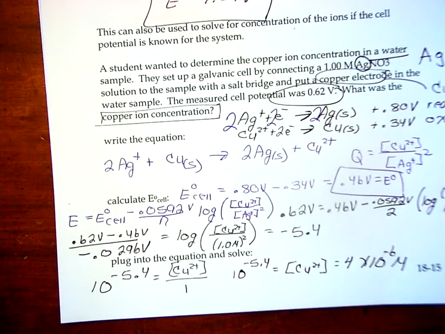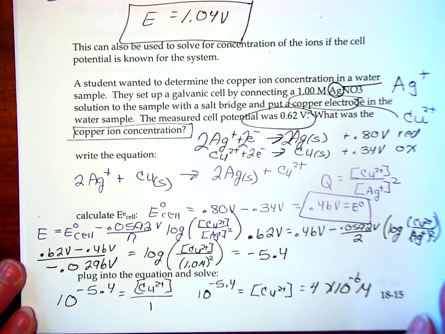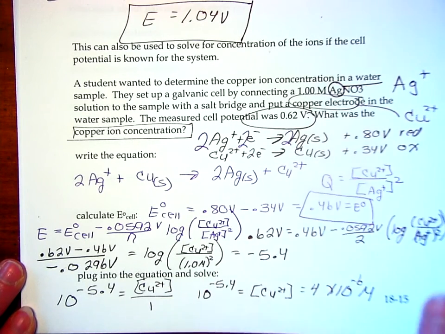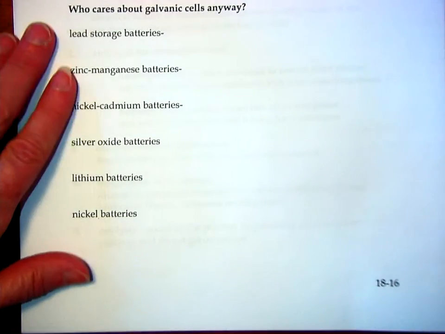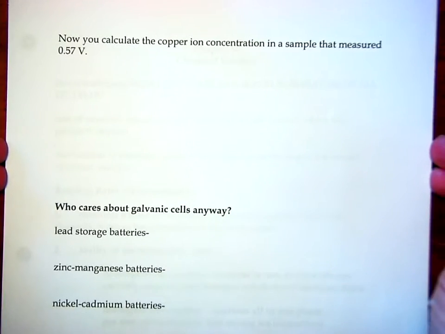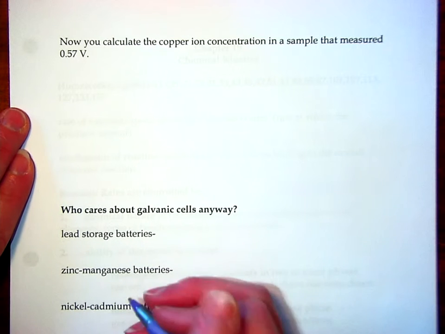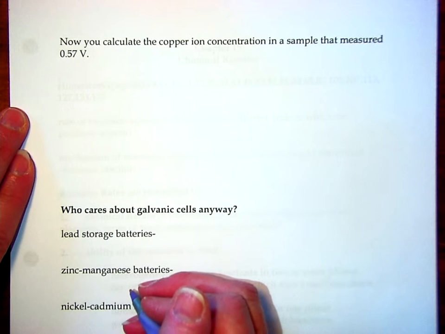So we can use this to actually calculate concentrations, and that's one very common laboratory application of electrochemical cells, actually calculating how much dissolved metal we have in a sample. Okay, there's one for you to try. Go ahead and do this calculation for that same cell, that 1 molar silver nitrate, but this time the measured cell potential is 0.57 volts. Go ahead and stop the video while you work the problem.